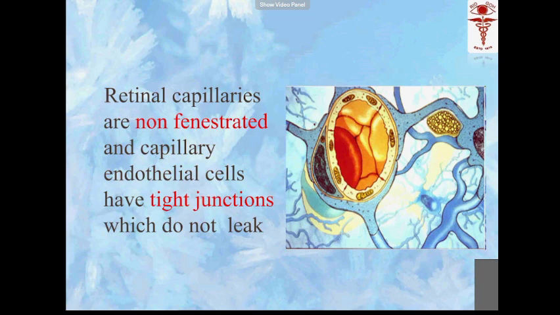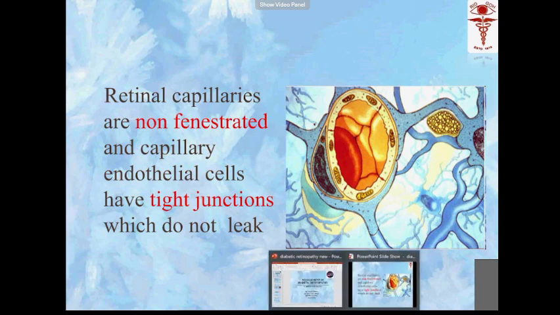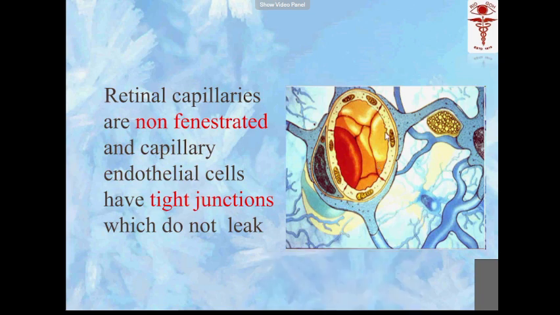The zona occludens of the retinal pigment epithelium forms the outer blood retinal barrier. And the inner barrier is formed by the endothelial cells of the non-fenestrated capillaries. That is very, very important. It is non-fenestrated, so it forms the inner blood retinal barrier. These non-fenestrated cells have tight junctions, which will not generally leak unless there is a microangiopathy.